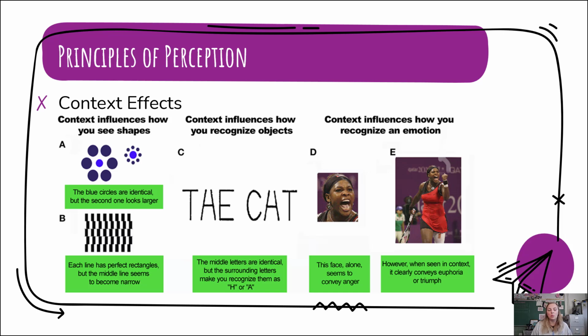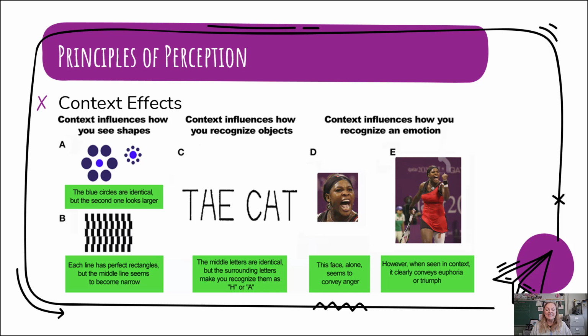In letter C, we're showing how context influences how you recognize objects. So the middle letters in each of these words are identical. The shape is identical, but the surrounding letters make you recognize the shape as either an H or an A based on the information that is surrounding it.